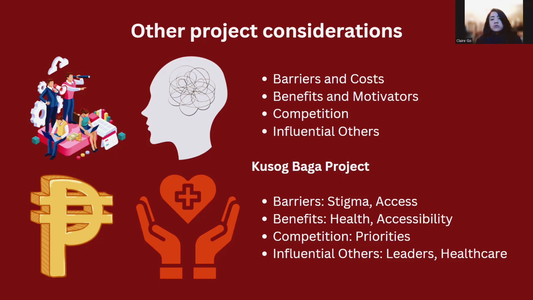So, drawing from our Kusog Baga project, we've identified several factors to consider. For barriers, there is the stigma surrounding TB and limited access to healthcare. The benefits: improved health outcomes and accessible treatment options. For competition, other healthcare priorities and daily routines. Influential others are the community leaders and healthcare professionals. By understanding and addressing these factors, we can better tailor our tuberculosis awareness project to effectively reach and engage our target audience.